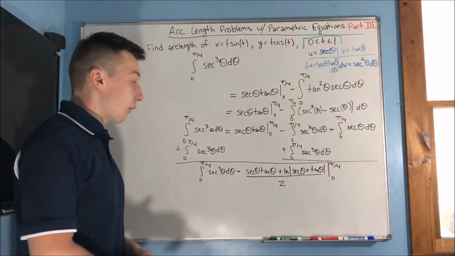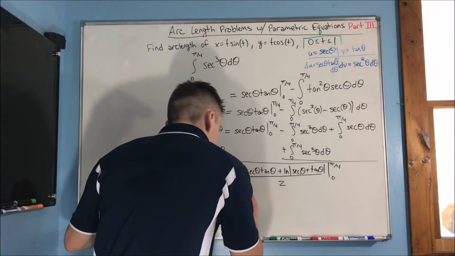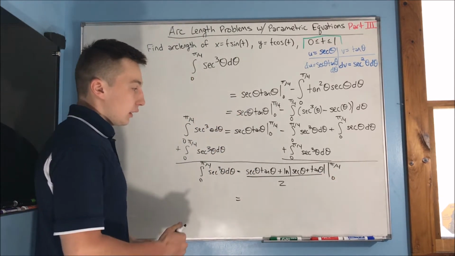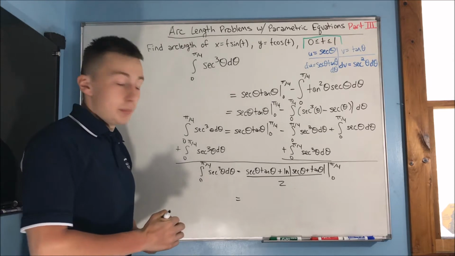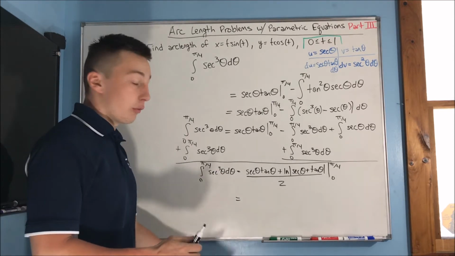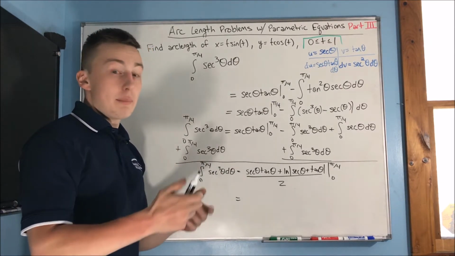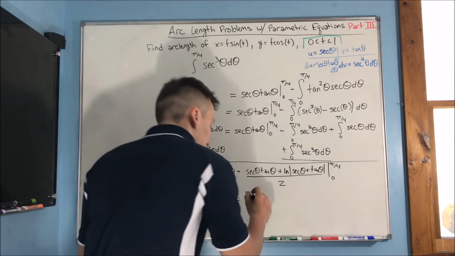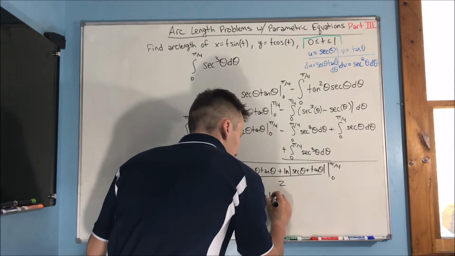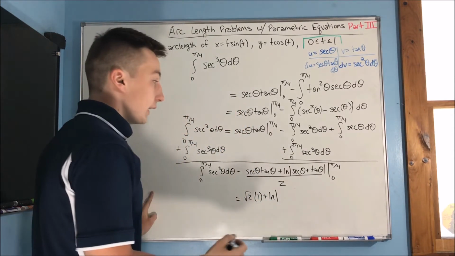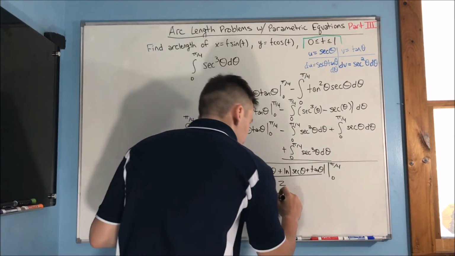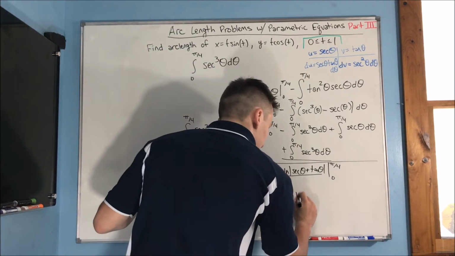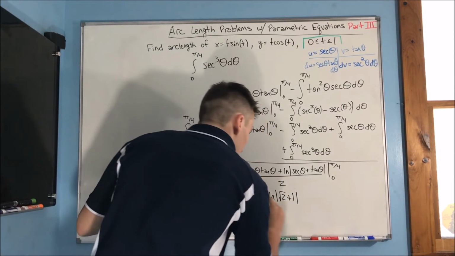Alright, so now we need to do our evaluation step. When we plug in pi over 4, secant of pi over 4 is going to be root 2, because it's 1 over cosine of pi over 4, which is 1 over root 2 over 2, that being root 2. So we're going to get root 2 times tangent of pi over 4, which is just 1, plus the natural log of secant of theta, again that's root 2, plus tangent of pi over 4, that's 1. That's all going to be over 2.